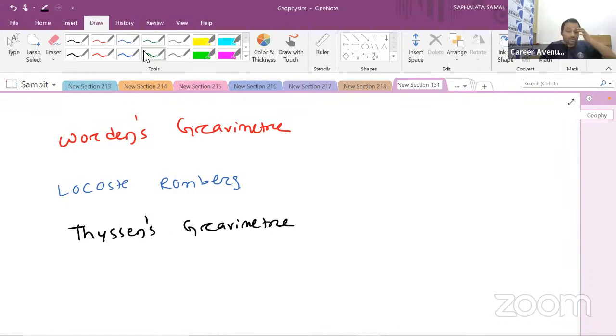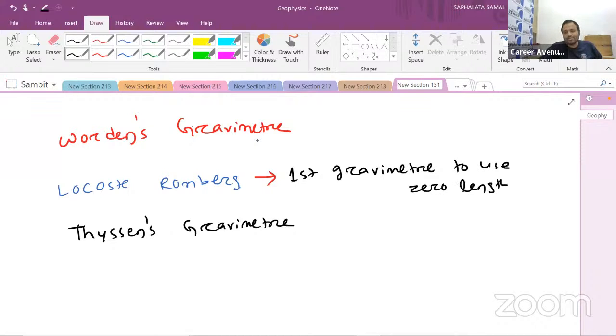Okay, cool. So these are the common gravimeters we use in the field. They have different sensitivity. That means how precisely they can calculate the gravity value. It can be called the sensitivity of the gravimeter. And the LaCoste-Romberg gravimeter is the first gravimeter to use the zero length spring.